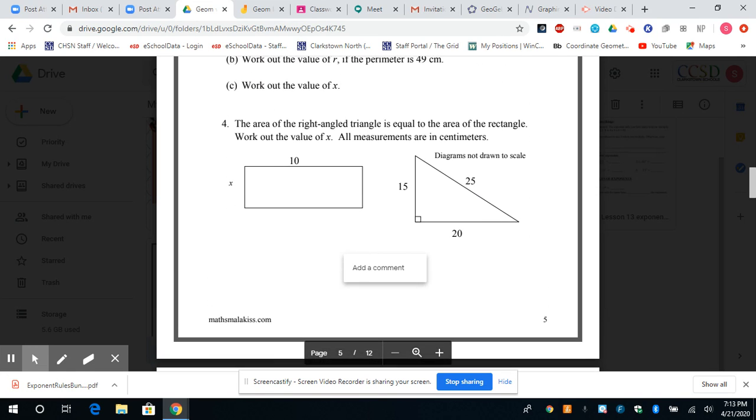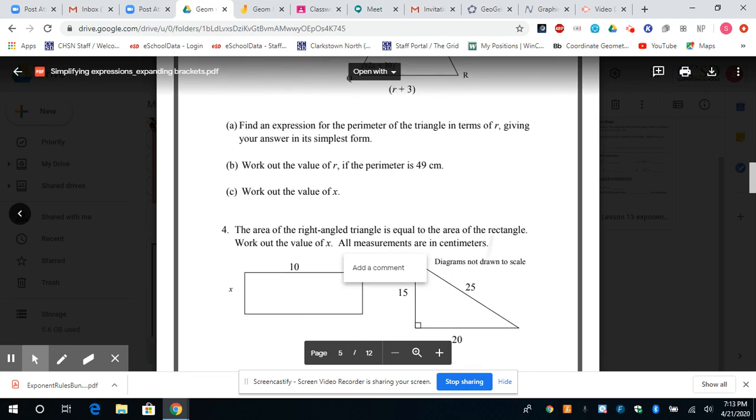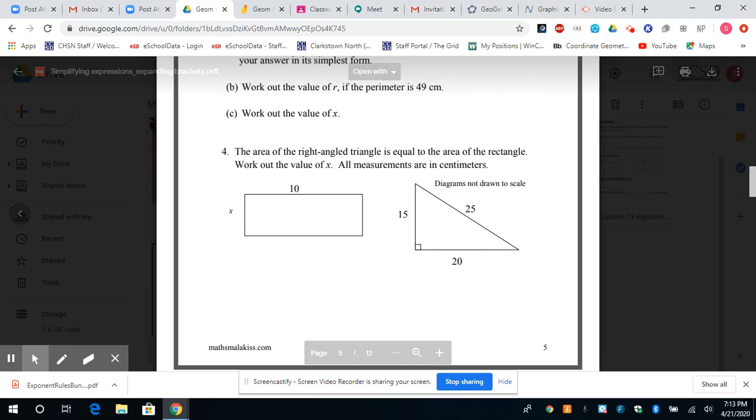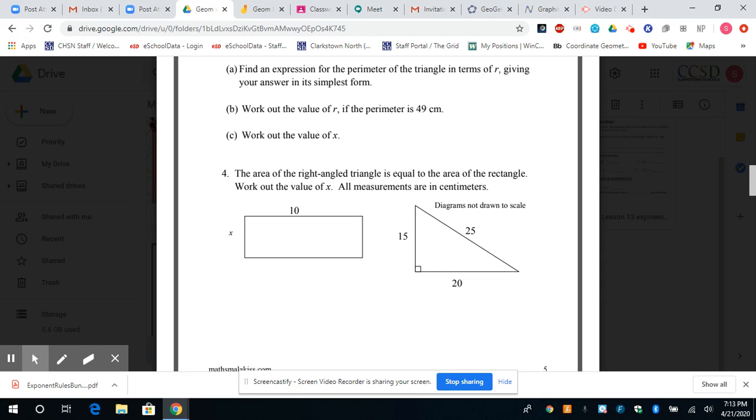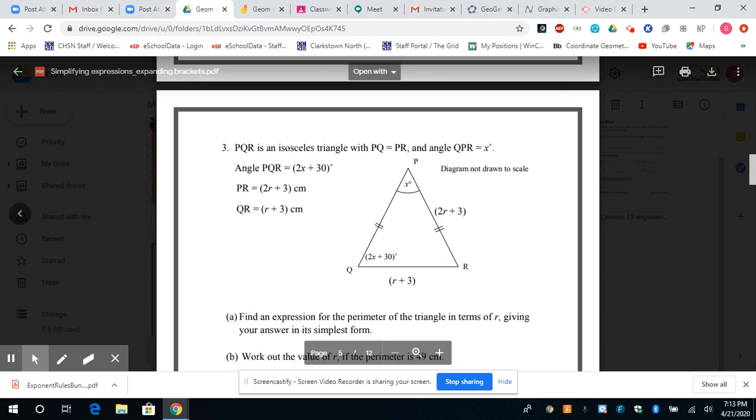And number 4. So you only have 4 problems. There are multiple parts to some of them, but you should be successful in completing these. Okay, and this is the area of the right angle triangle is equal to the area of the rectangle. Work out the value of x. All right, so try number 4, see how you do. 1 through 4 is due.